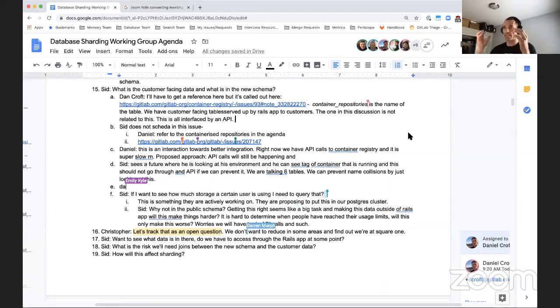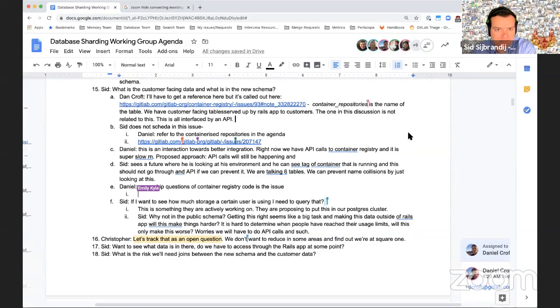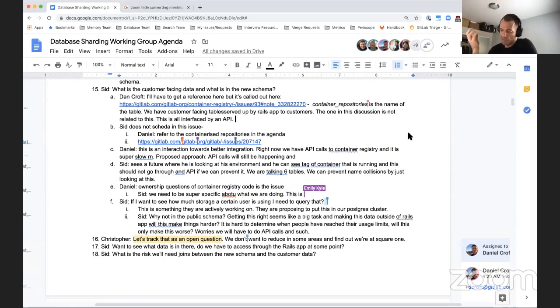but there's the ownership question of the container registry code, as it's doing online garbage collection, not having stuff changed by another part of the app. We've got to be super specific about what we're doing here. That's not solved with the schema. No, it isn't solved with the schema, but in terms of accessing the actual data and making changes there, yes, it's something that we can do for sure.